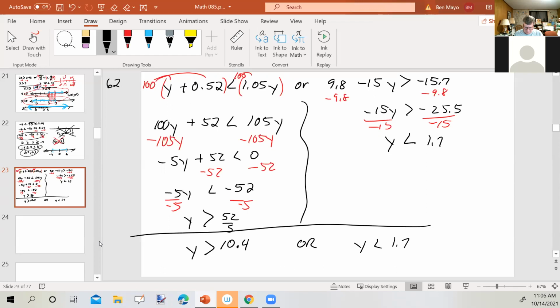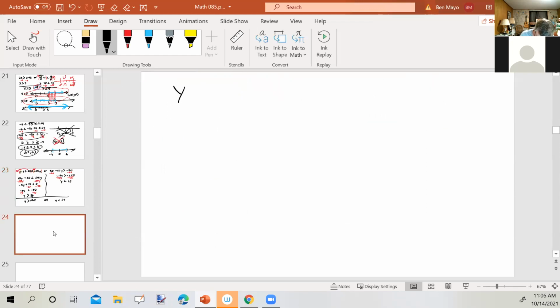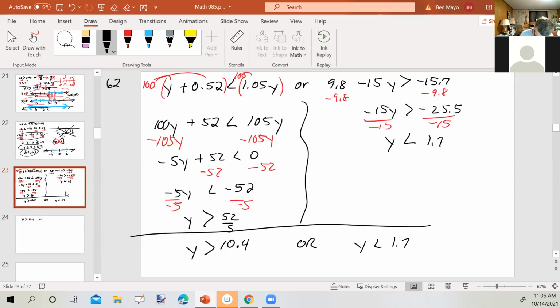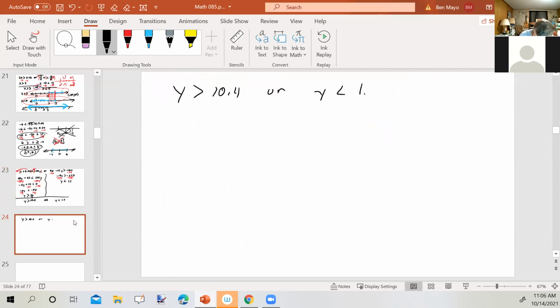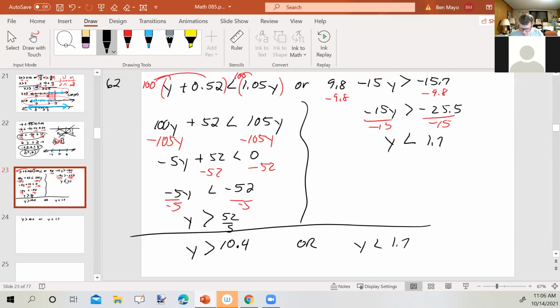Okay, so I'm going to bring this down here, and I'm going to take that and go to the next page. Okay, hang on here just a second. So I'm going to have what? Y is greater than 10.4, or y is less than 1.7. Okay. Any questions on this page before we go on?